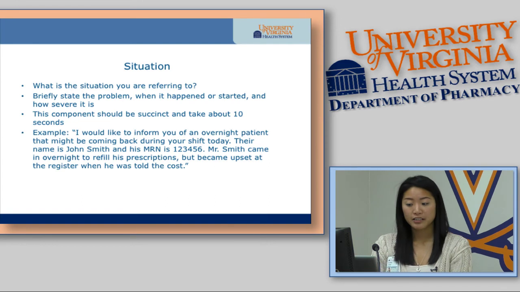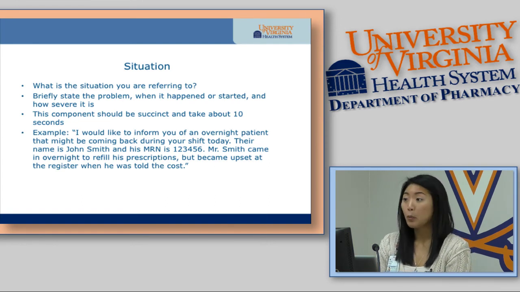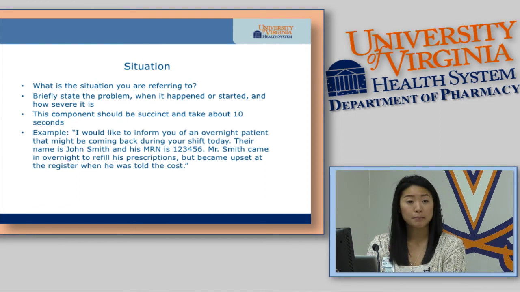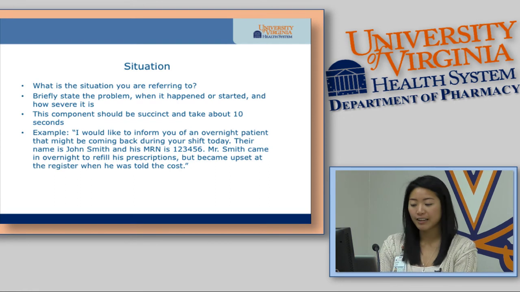So, situation. What is the situation you're referring to? You want to briefly state the problem, when it happened or started, and how severe you think it is. And this should be very short, succinct, and take up only about 10 seconds. So in the example that I gave, you could say, I would like to inform you of an overnight patient that might be coming in during your shift today. Their name is John Smith, and his MRN is 123456.